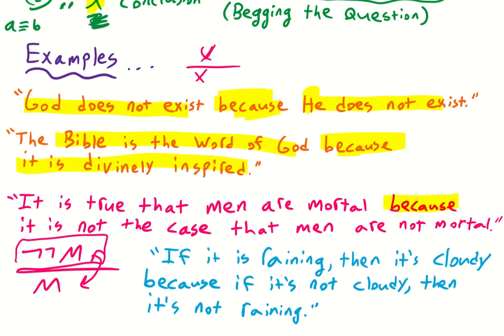Here's something a bit more tricky. If it is raining, then it's cloudy, because if it's not cloudy, then it's not raining. That's begging the question once again because we have an equivalency. This is a contraposition. Okay, so if you have if P then Q, this is actually logically equivalent to if not Q, then not P. So because there's a logical equivalency there, we have a Petitio Principii fallacy. So as you can see, knowing immediate inferences, knowing logical equivalencies is helpful in spotting fallacies.